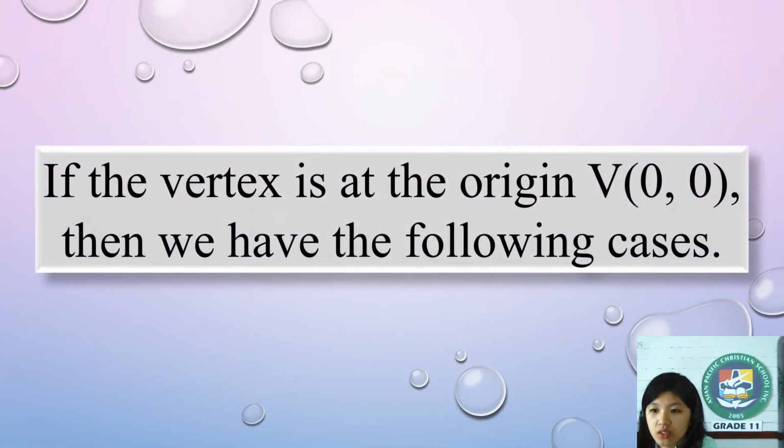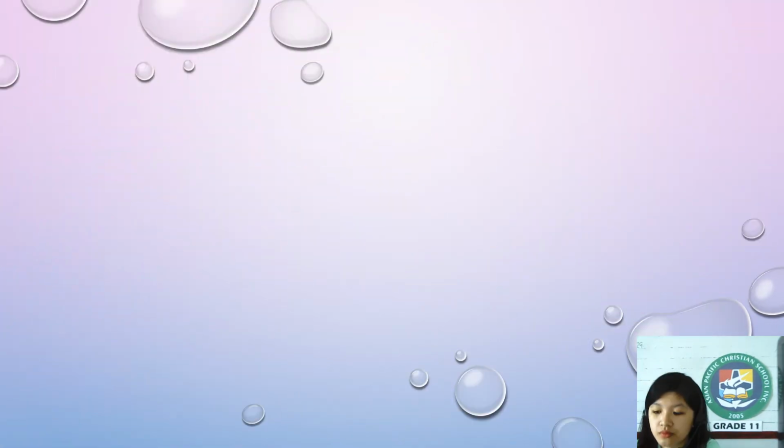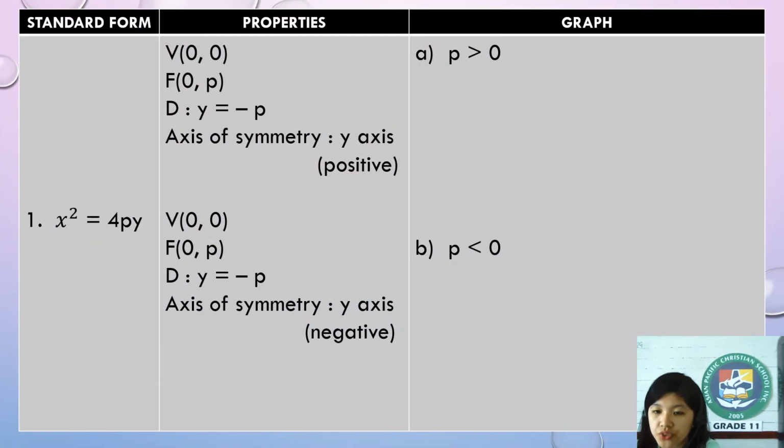Next, kapag naman yung vertex is at the origin or 0 and 0, 0 yung value ng x and 0 yung value ng y, so that means origin. Then we have the following case. So next, ito yung first case, we have x squared is equal to 4py. Then the properties, kagaya ng sinabi ko, ang vertex natin ay nasa origin or (0, 0). Then ang focus ay (0, p). Then directrix will be y is equal to negative p.